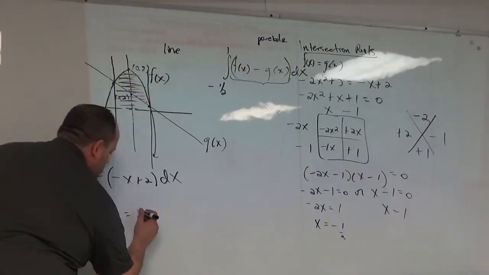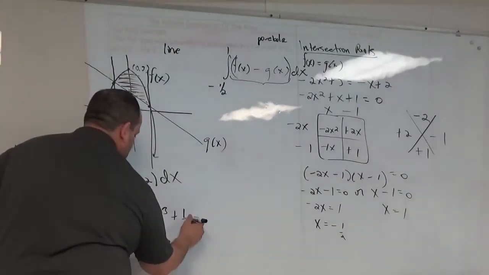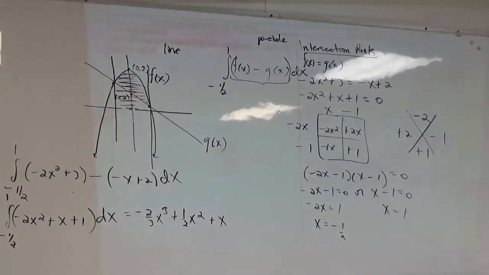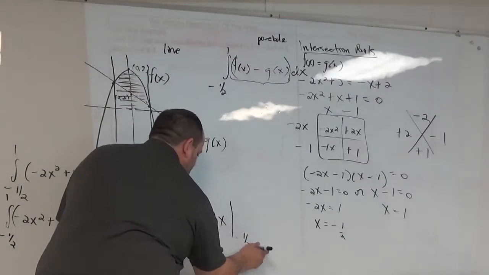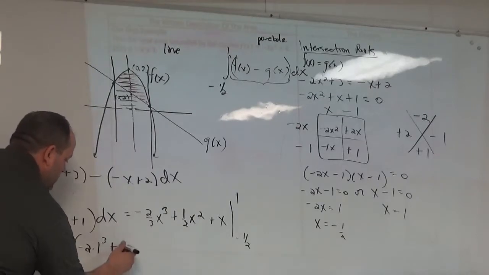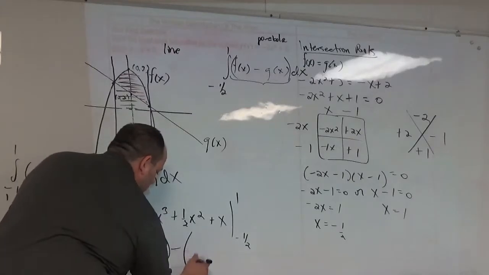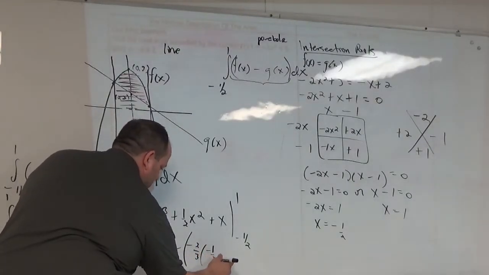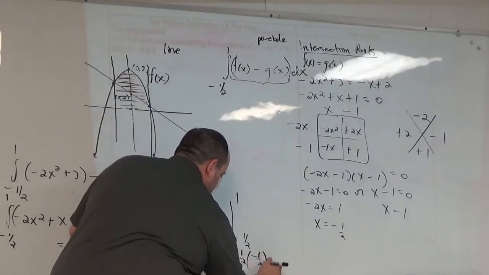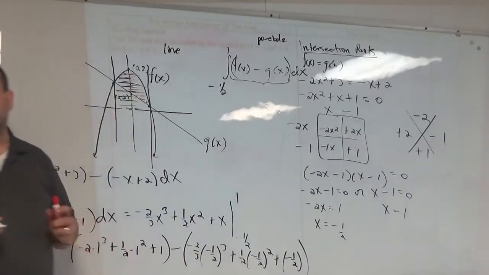All right, integral of negative 2x squared is negative 2/3 x cubed plus the integral of x is 1/2 x squared plus the integral of 1 is x. You evaluate from -1/2 to 1. Big parentheses, negative 2 times 1 cubed plus 1/2 of 1 squared plus 1 minus big parentheses, negative 2/3 times -1/2 cubed plus 1/2 of -1/2 squared plus -1/2.